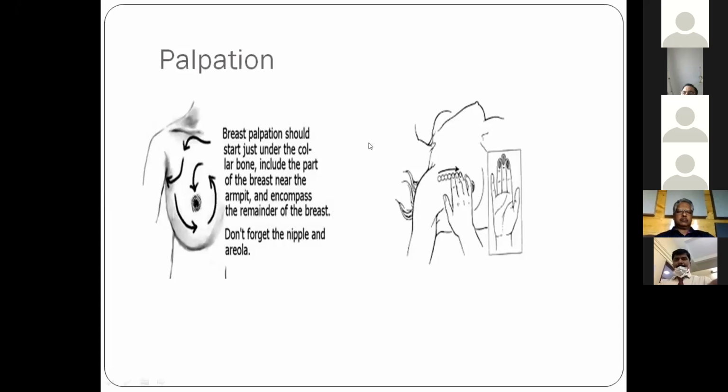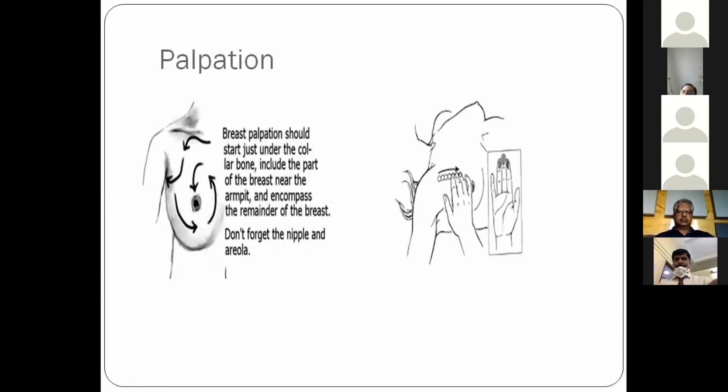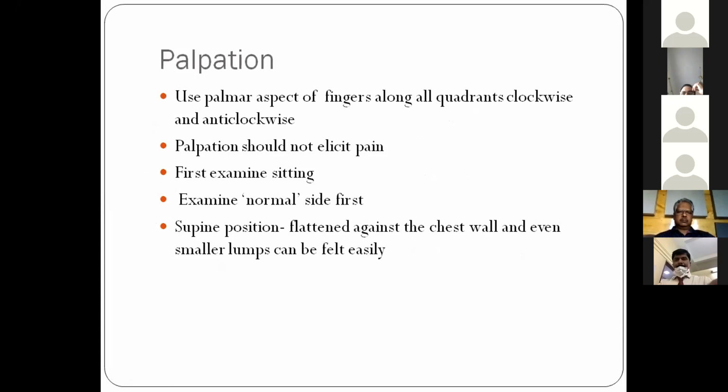So after inspection, once you've done your thorough inspection, next comes the palpation. Palpation for the breast is done with the palmar aspect of your fingers. It is done in both clockwise and anti-clockwise positions. It is very important to palpate not only the entire breast, below the nipple and areola, but also the axillary region and the supraclavicular area as well. As I said, it is done with the palmar aspect of fingers along all quadrants in clockwise and anti-clockwise position. It has to be done very gently without eliciting any pain.